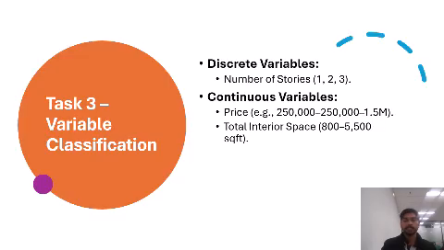Second, we have continuous variables. These are variables that can take on an infinite number of values within a given range. Examples include the price of the property, which can vary continuously between say 250,000 and 1.5 million dollars, and total interior space measured in square feet, which can range from 800 square feet to 5,500 square feet.